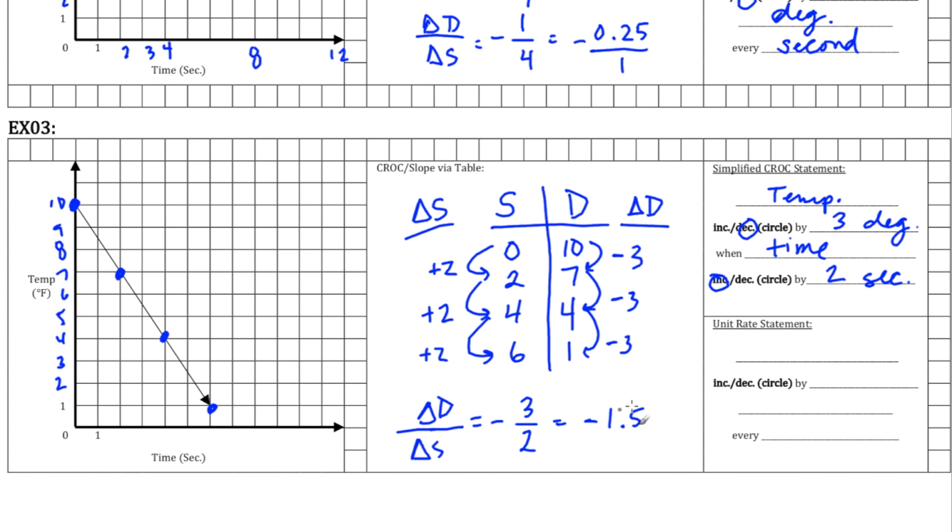And let's explain our unit rate. So once again, it's temperature that is decreasing by 1.5 degrees. If you notice, we don't put the negative with the 1.5 because the negative is already in the word decrease. So decrease, that's the negative, by 1.5 degrees every second.